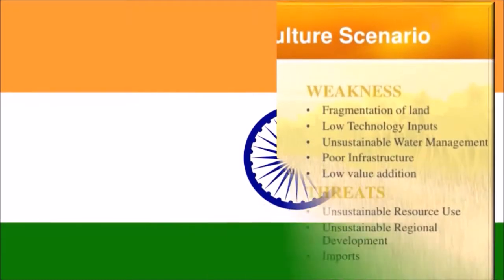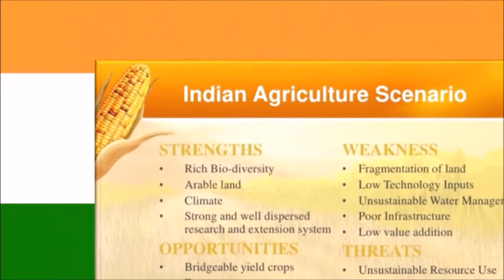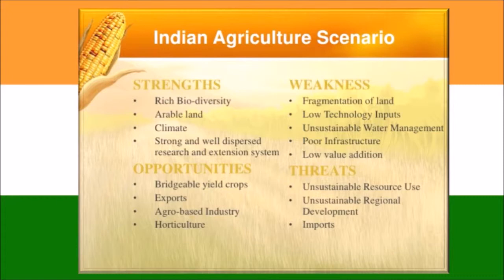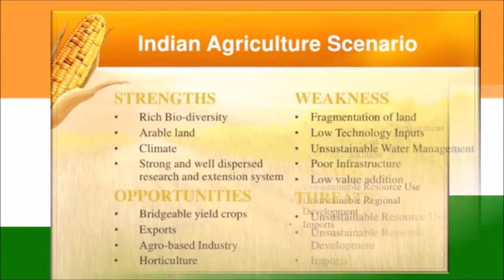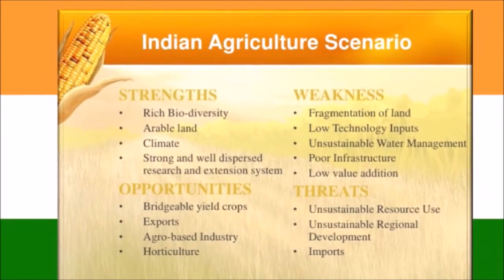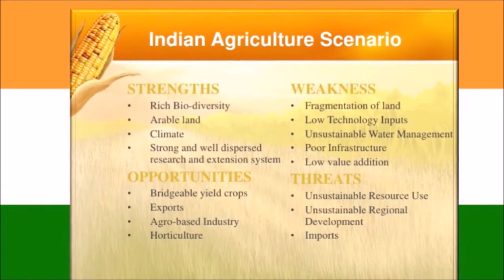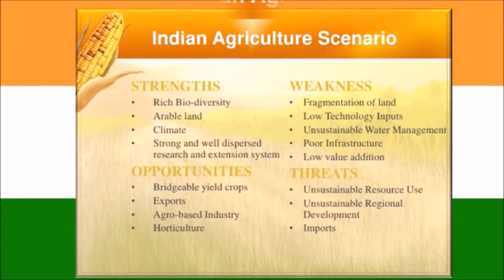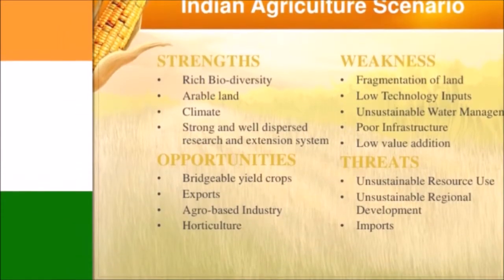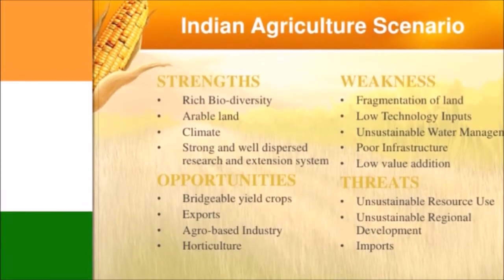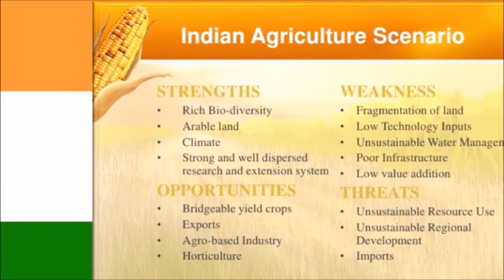Indian agriculture scenario. Let's look at its SWOT analysis. Strengths: rich biodiversity, arable land, climate, strong and well-dispersed research and extension system. Weaknesses: fragmentation of land, low technology inputs, unsustainable water management, poor infrastructure, and low value addition. Opportunities: bridgeable yield gaps, exports, agro-based industry, and horticulture. Threats: unsustainable resource use, unsustainable regional development, and imports.